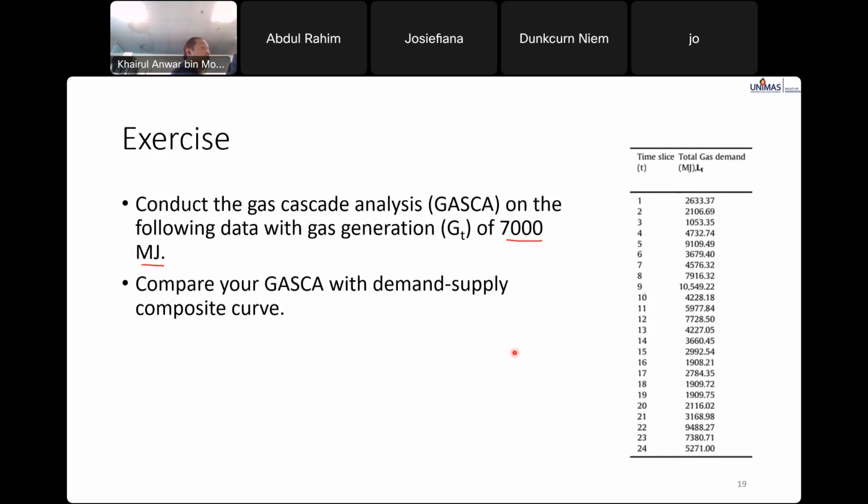So last semester, the final was gas cascade. My question was gas system cascade analysis. During that time, the student needs to prepare table 5 and do at least two iterations.